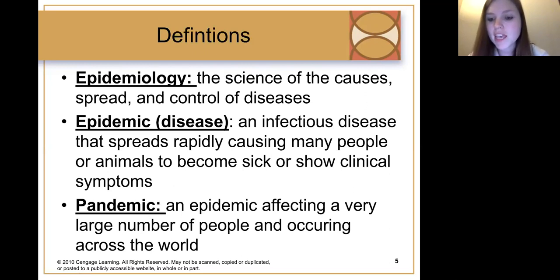An epidemic is an infectious disease that spreads rapidly, causing many people or animals to become sick and show clinical symptoms. Make sure that you understand the difference between epidemic and zoonotic disease, because those definitions do sound fairly similar. Then a pandemic is just an epidemic that affects a large number of people and occurs across the world. So be familiar with these general definitions.